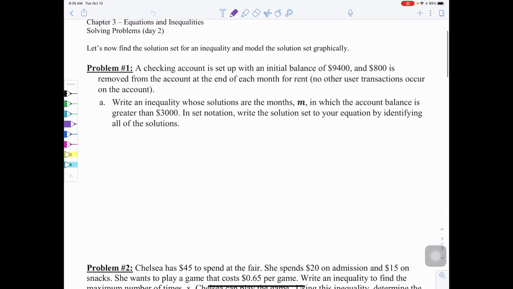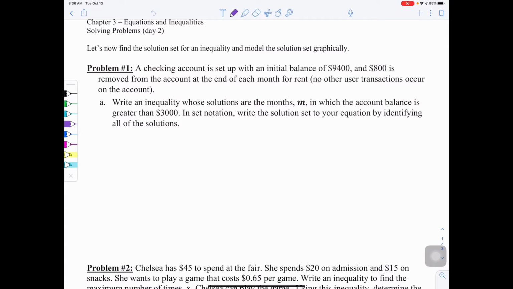A checking account is set up with an initial balance of $9,400 and $800 is removed from the account at the end of each month for rent. No other transactions occur on the account. Part A says, write an inequality whose solutions are the months M in which the account balance is greater than $3,000. In set notation, write the solution set to your equation by identifying all of the solutions, which would really be like your part B.